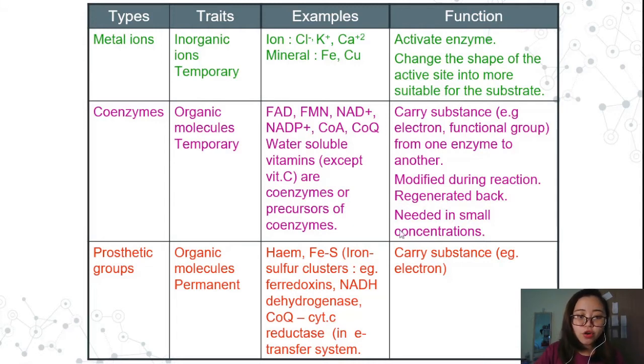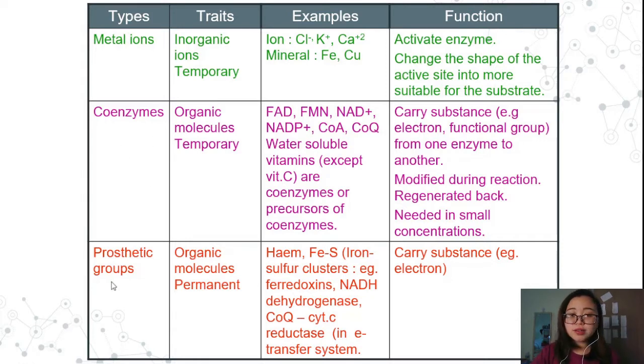Now, what is the function of all these coenzymes? Their function is to carry substance. For example, an electron or a functional group from one enzyme to another. During reactions, whether it's at the first enzyme or the second enzyme, these coenzymes will be modified and they can regenerate back. Coenzymes are only needed in small concentrations. We're going to see more of coenzymes when we go to the upcoming chapters, especially chapters 5 and 6. So, nanti kita akan tengok lagi coenzyme ini.